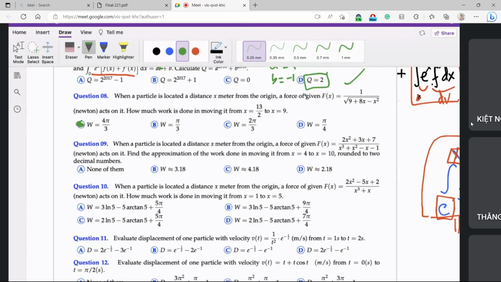We find the integrals of f from 13 over 2 to 9. So immediately have the answer. So the same. So why do we have two same questions? It's strange.